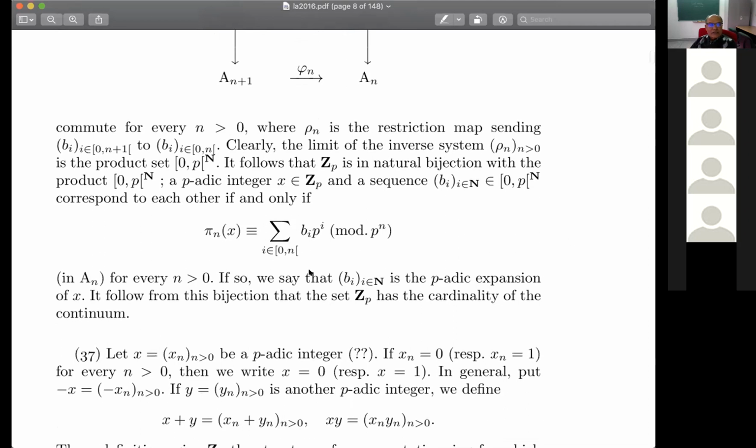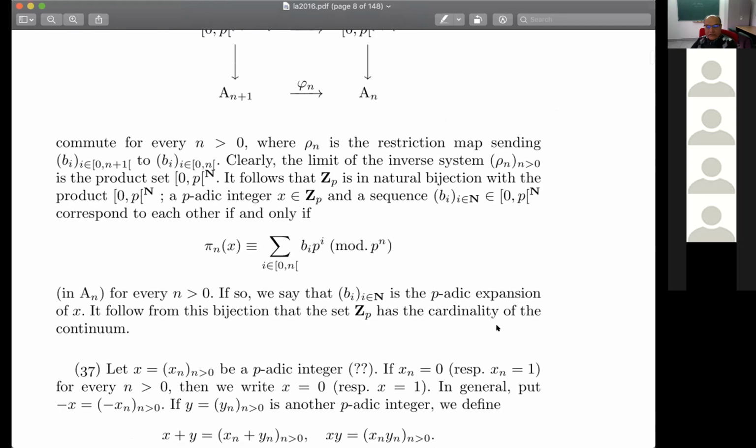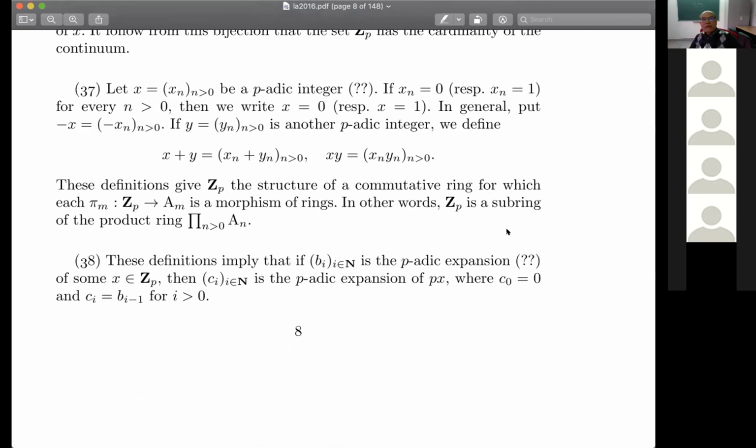This is called the p-adic expansion of your p-adic integer x. If I have an element x in Zp and I look at the corresponding element of the inverse system here, that is going to be called the base p, the p-adic expansion of that x. So it consists of an infinite family of digits, and the digits are between 0 and p minus 1 inclusive.